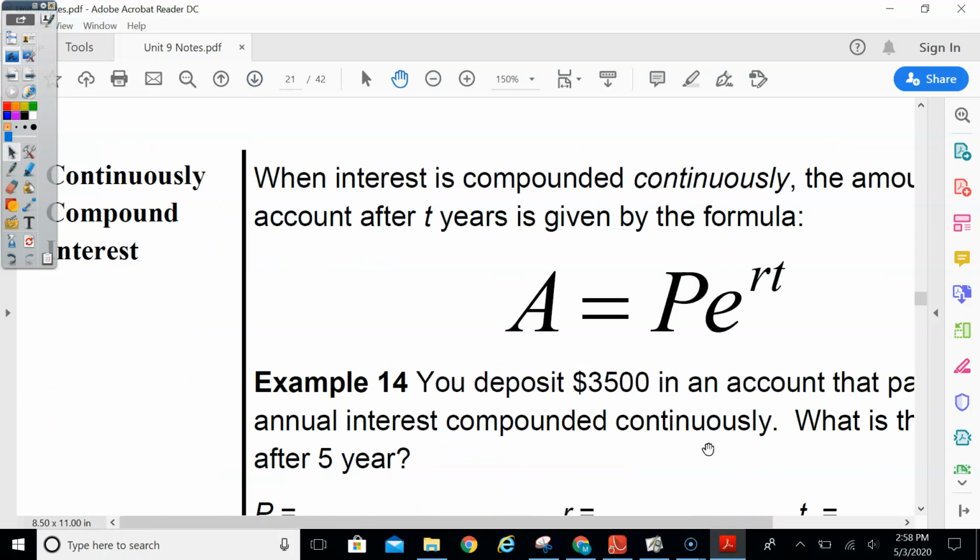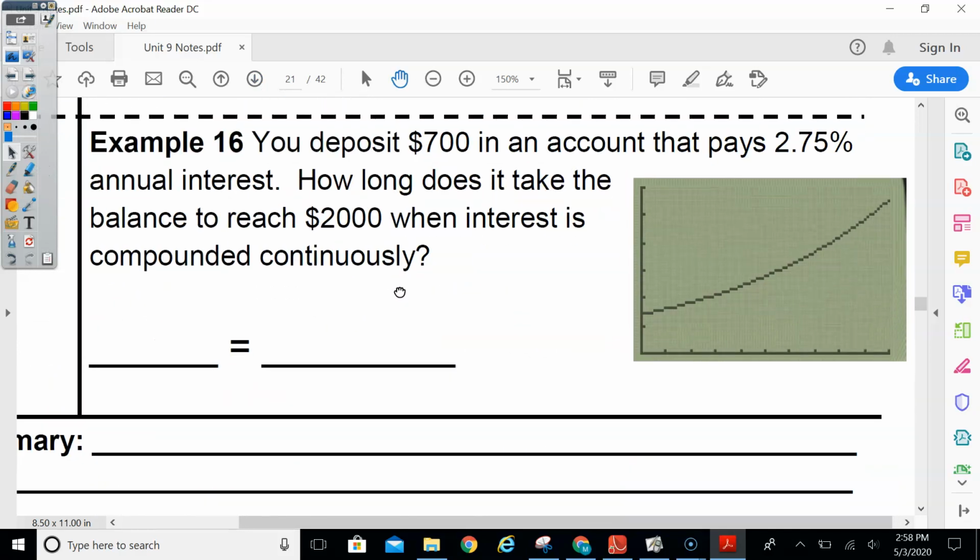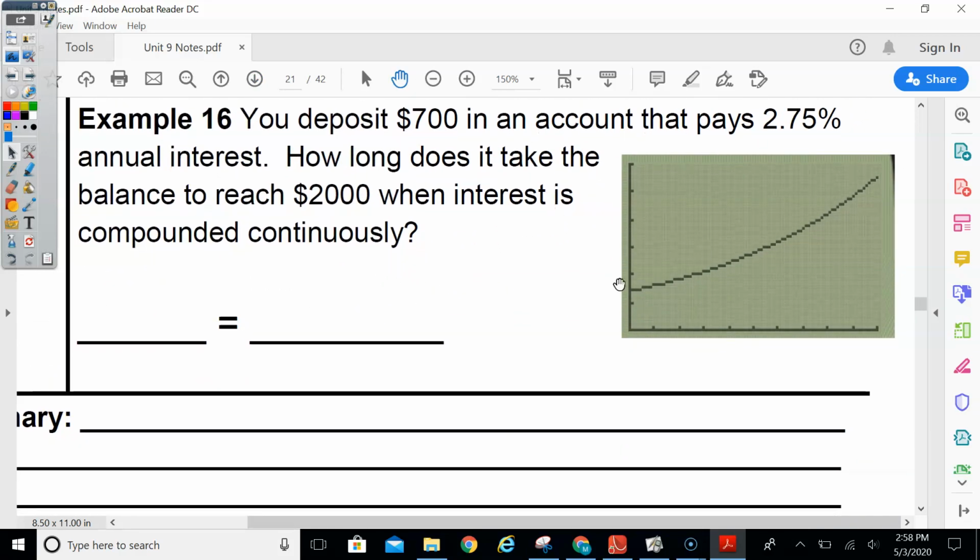So come back over here. Here you deposit $700 in an account that pays 2.75% annual interest. How long does it take for the balance to reach $2,000 when the interest is compounded continuously? So notice the difference for this one. I still give you the starting $700.